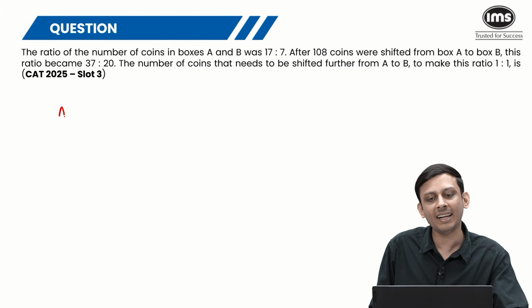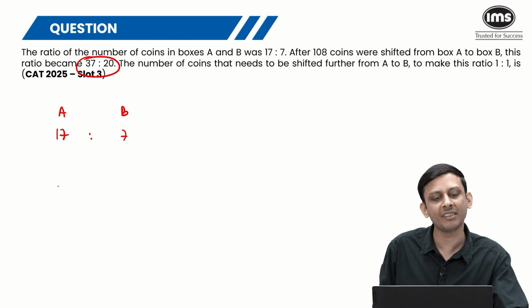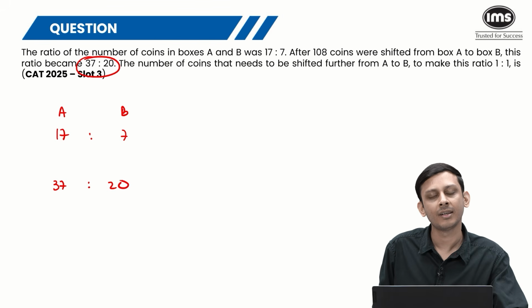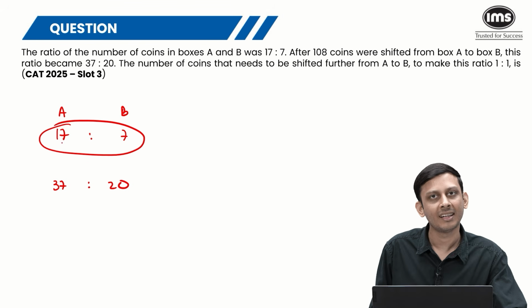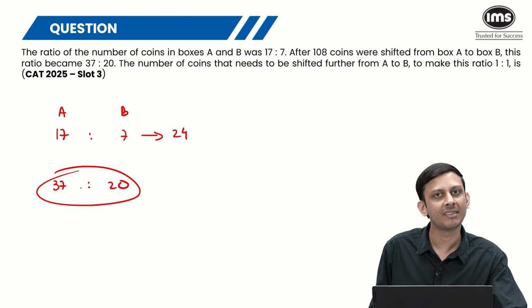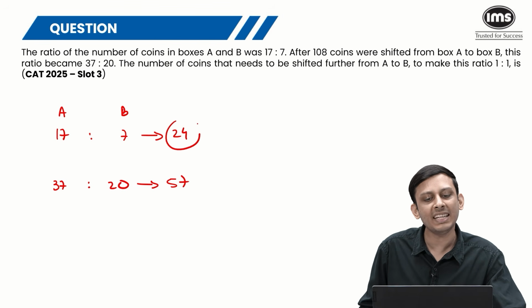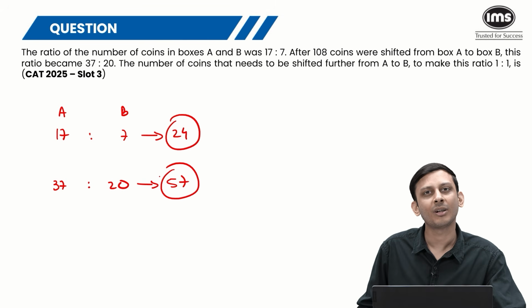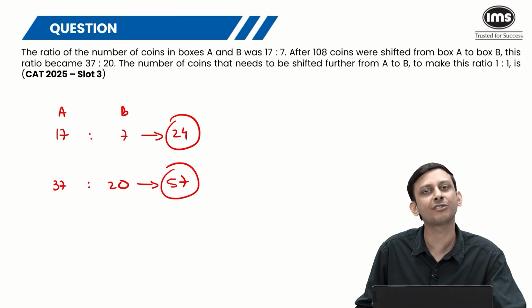Okay, so if you focus on that part, that the combined total is still the same, then you can think that A we had 17 and B we had 7. At the beginning, 17:7. And then after the shift, we have 37:20. Now, here the total number of parts, 17 plus 7, that is 24. And here the total number of parts, 37 plus 20, that is 57. Now, we want to make these two totals equal, because ultimately before the shift and after the shift, the total in A and B combined has to be the same.